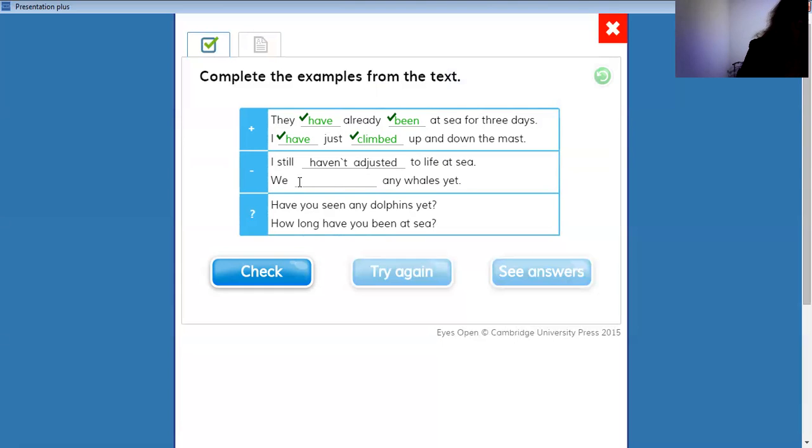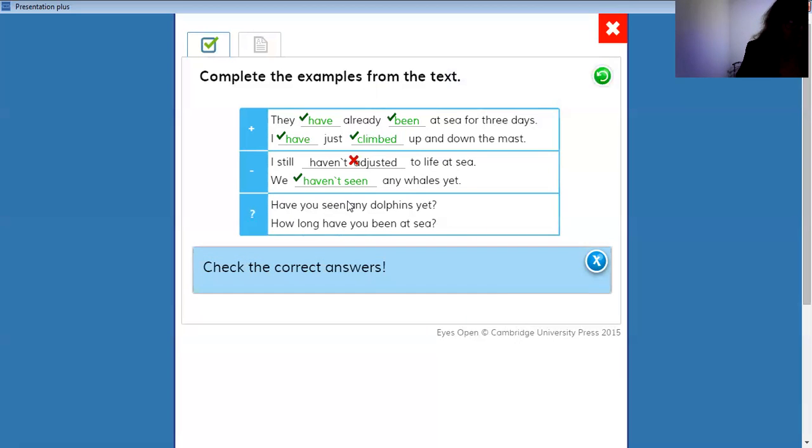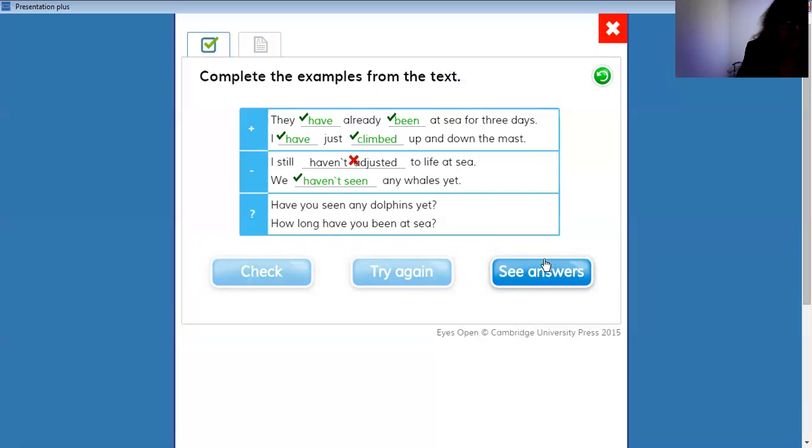Okay. Now here we have haven't again because we have we. For we, haven't. We haven't seen. We haven't seen any whales yet. Nosotros no hemos visto ninguna ballena todavía. Look at this, check. It's probably that isn't good, okay? Because the apostrophe is incorrect. Okay, good. Now here, what happened? See the answers, okay? Okay, good. The verb is correct here. Good, now we have to close here.